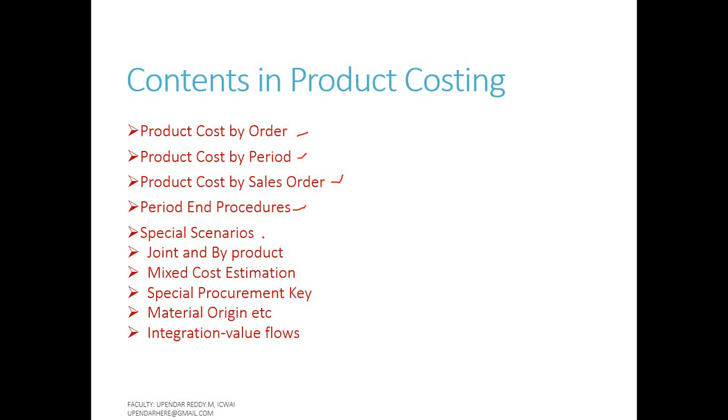Other special scenarios we are learning in product costing: joint and by-product, how the values will be updated, mixed cost estimation, special procurement key, material origin, and other integration between modules and sub-modules, how the value flow is happening. Here we are going to learn FI, MM and PP integration also, to get the COGM, cost of goods manufactured. All in detail we are going to do.